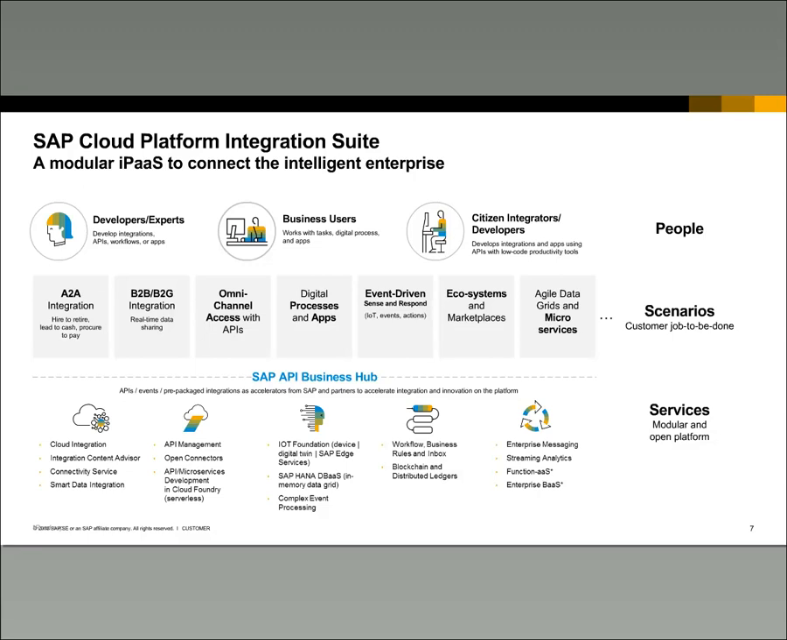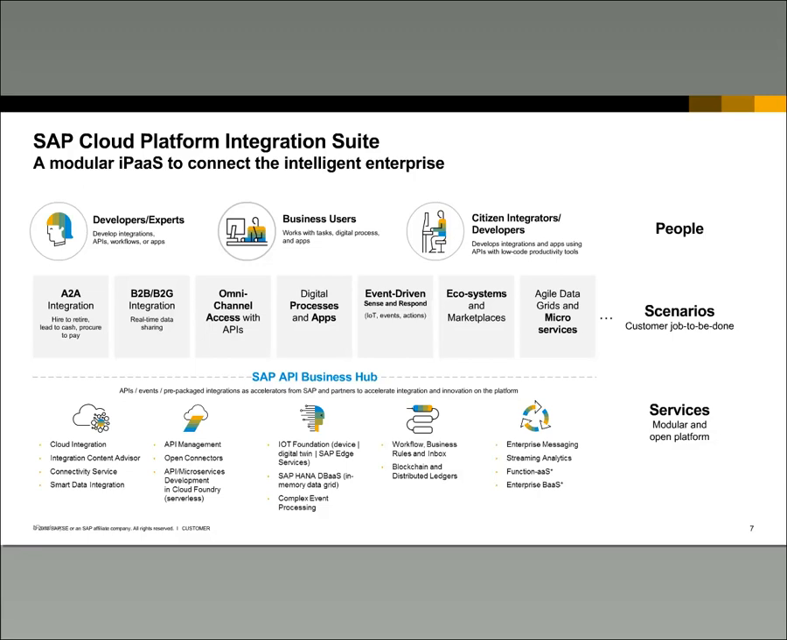Moving on with digital processes and apps. With workflow and with business rules, we are trying to support our customers to create process-based digital applications to manage their processes, and these are all natively built for the cloud. So we have workflow in the cloud. We have business rules and inbox in the cloud. All of this supports your digital processes and apps. Then we have the event-driven sense and respond pattern, which is achieved through the IoT service on top of the cloud platform.